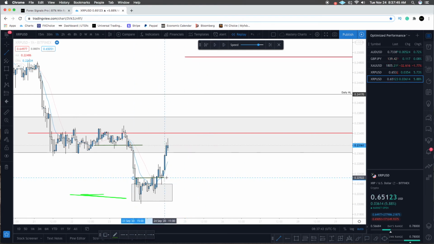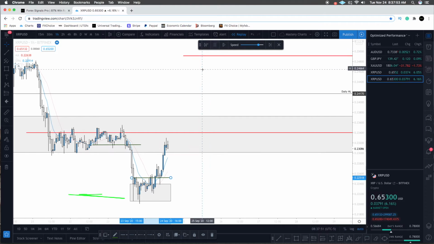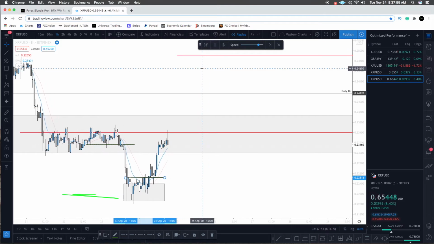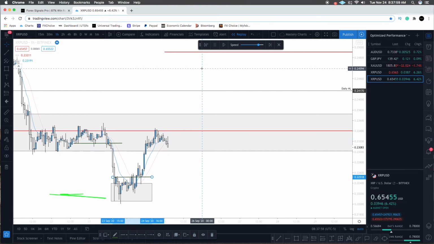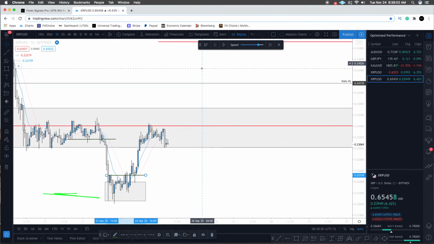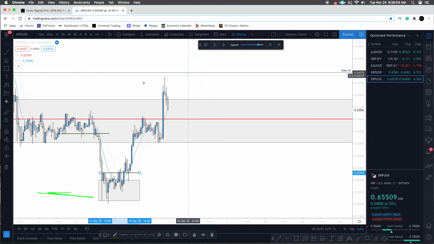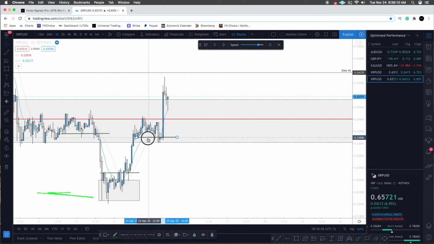Price had resistance here. We broke above our resistance, retested, and then now we pushed higher. From what you can see here, this was our last level right here, our last level of support, pushing price higher.